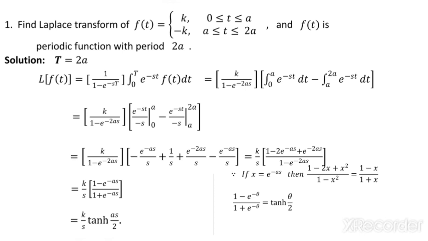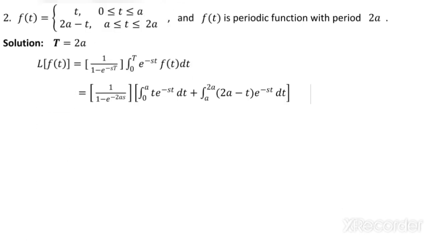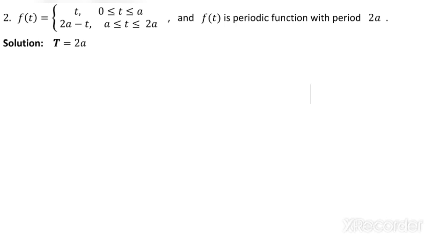So the next problem: here we have f of t given as t in the interval 0 less than or equal to t less than or equal to a, and 2a minus t in the interval a less than or equal to t less than or equal to 2a, and f of t is periodic with period 2a. So I have to find the Laplace transform for this function.